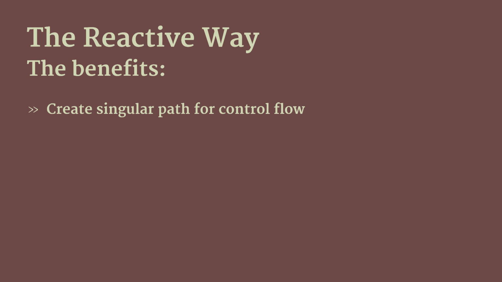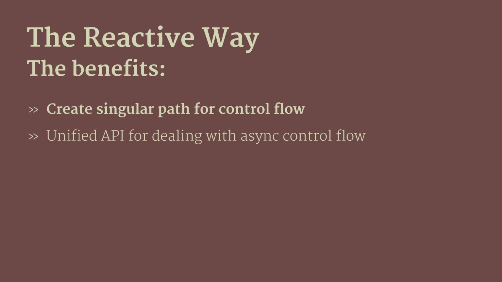We're going to declare our logic and our relationship between the different events ahead of time at the top of our file, and we can see the exact flow instead of having to bounce around and grok the whole file before we can figure that out. We're going to get a unified API for dealing with asynchronous control flow.